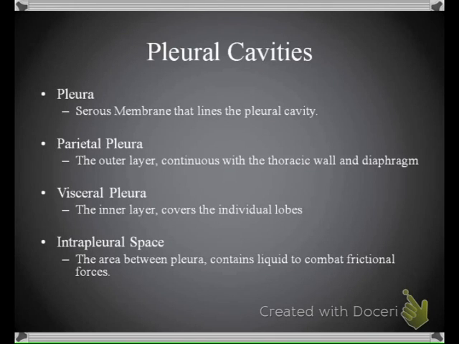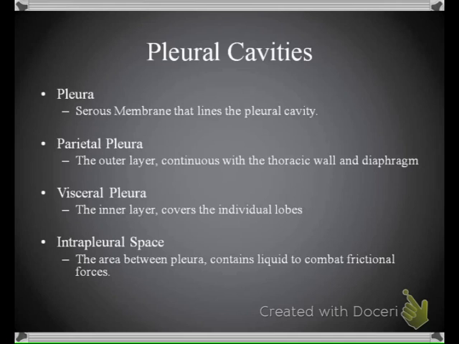So notice that we have the pleural cavity. Pleura is a serous membrane that lines the pleural cavity, and so that's really what it's made up of. Parietal pleura is the outer layer continuous with the thoracic wall and diaphragm. Visceral pleura is the inner layer, and it covers the individual lobes. And the interpleural space is the area between the pleura, and it contains liquid to combat frictional forces.